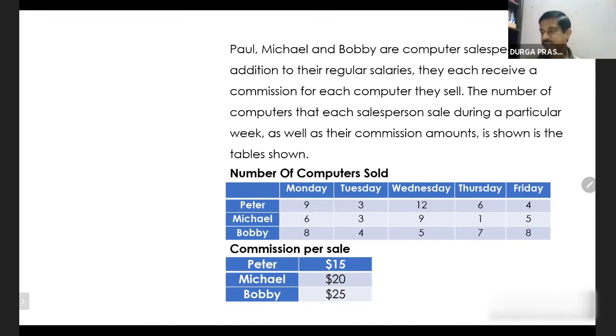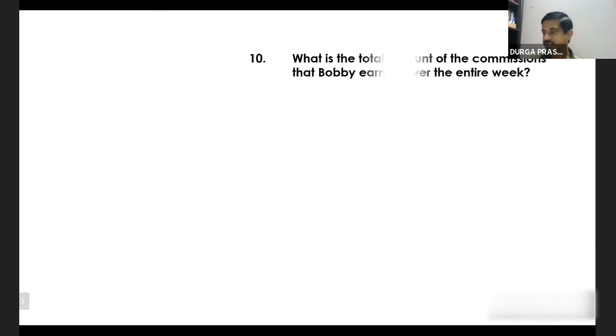Now, we know the number of computers each person sold on each day of the week and the amount they get. Suppose, for example, on Monday Peter sells 9 computers. So apart from his regular salary, he'll be paid a commission of 9 into 15, so this is $135. It means he's earning $135 as commission on Monday. Like that. You need to check what question he was asked. Okay. Look at the question.